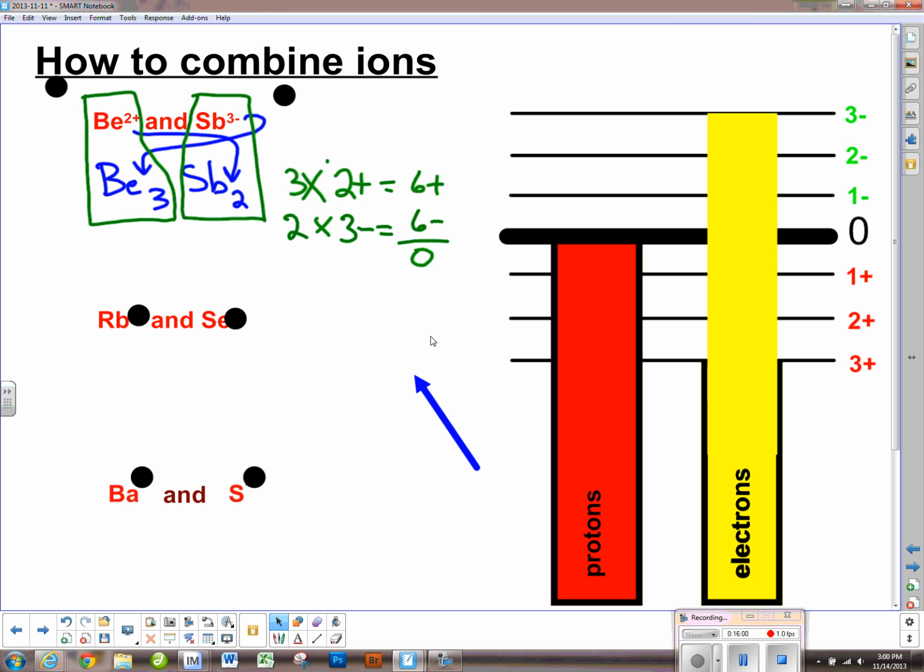Now what I'd like you to do, and I'll stop the recording. You need to stop the recording if you're watching at home. What I want you to do is try the rubidium-selenium combination and see if you can get that to come out right. And okay, here we go.